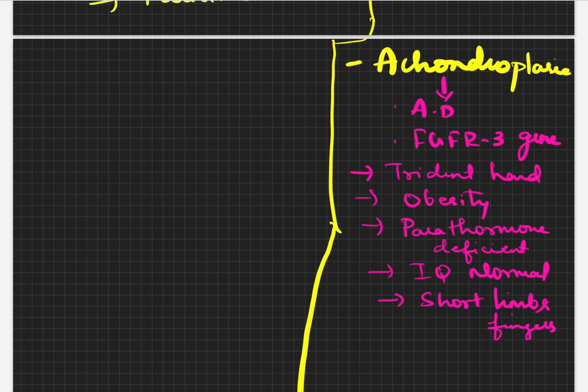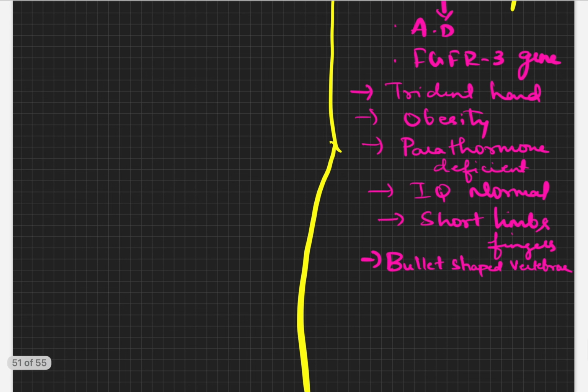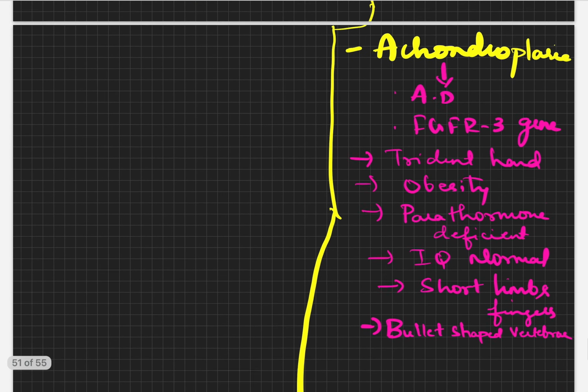One of my MBBS friends was having achondroplasia. MBBS means good IQ. So IQ will be normal in achondroplasia. Short limbs, short fingers, and bullet-shaped vertebra. These are the features of achondroplasia.